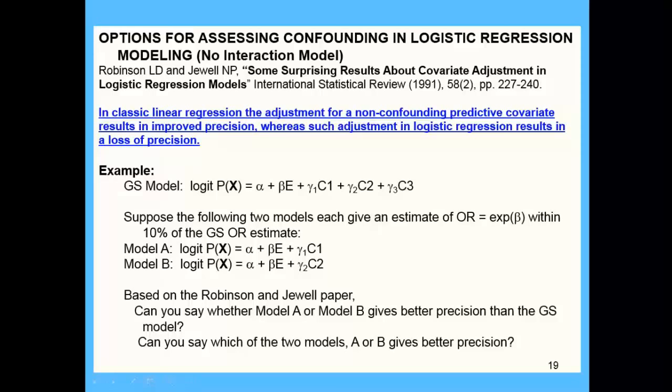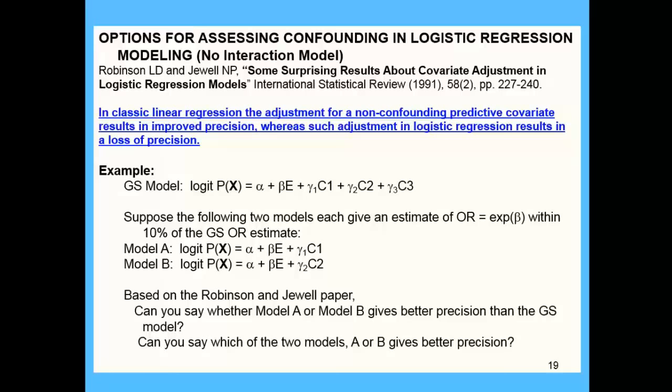In classic linear regression, the adjustment for a non-confounding predictive covariate results in improved precision, whereas such adjustment in logistic regression results in a loss of precision. That's what this says. So if you were doing logistic regression, and you had three variables, and you decided that two of them you had to control for because they were confounders, and the third one wasn't a confounder, okay?